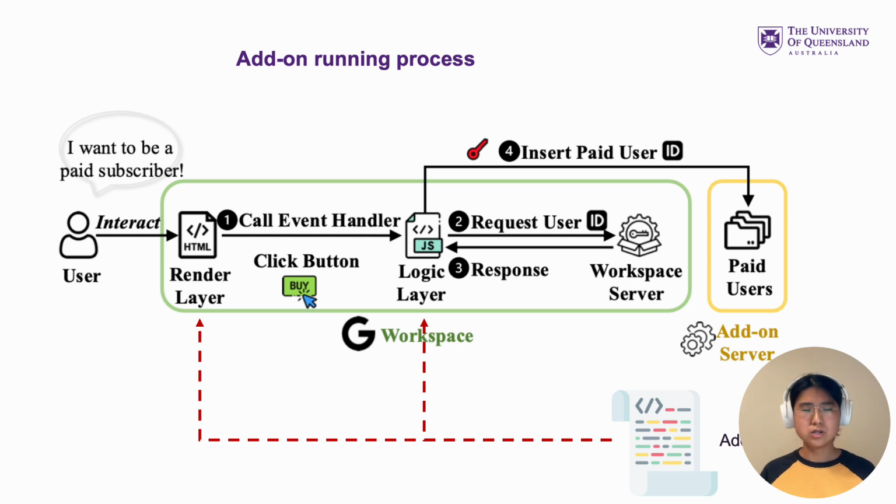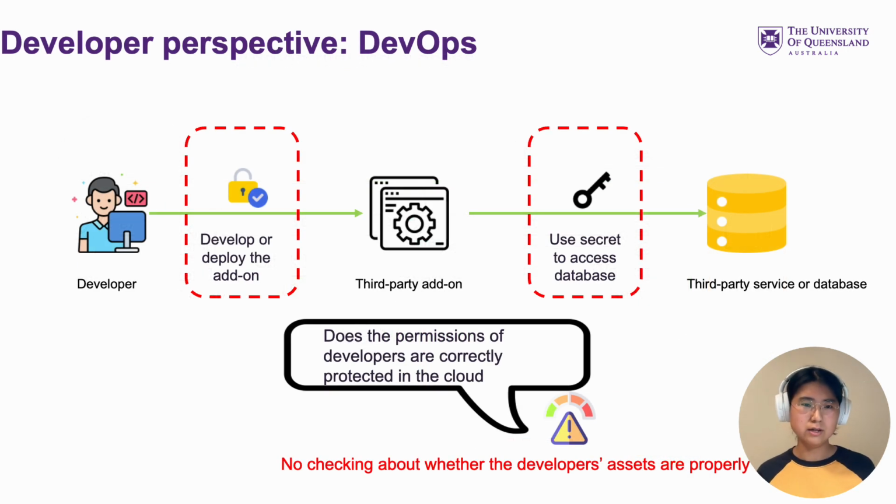The other is that the logic layer also interacts with the add-on's own server, maybe to query whether this user is a paid user or other things. And the render layer and logic layer together form the add-on source code. And this source code is actually stored in the Google Workspace rather than on the native add-on servers.